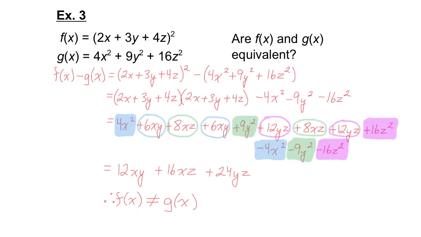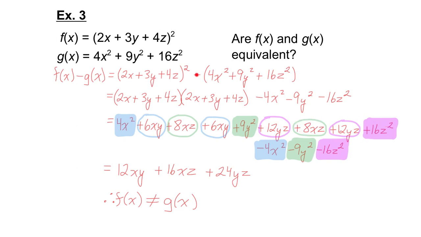Well, here it is. I'm squaring 2x plus 3y plus 4z. That means I'm multiplying it by itself. 2x times 2x, 2x times 3y, and 2x times 4z. That's where these three terms came from. 3y times 2x, 3y times 3y, 3y times 4z. That's where these three terms came from. Then I have 4z times 2x, 4z times 3y, and 4z times 4z. That's where these three terms came from.